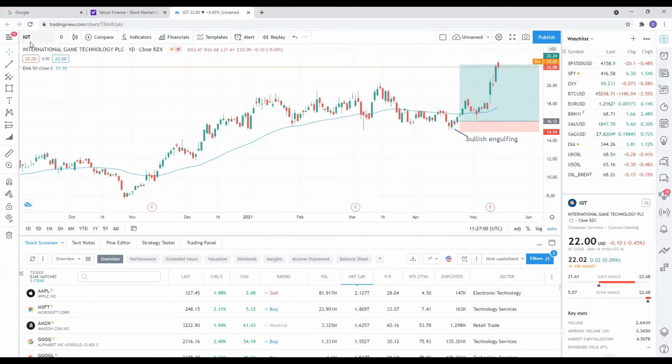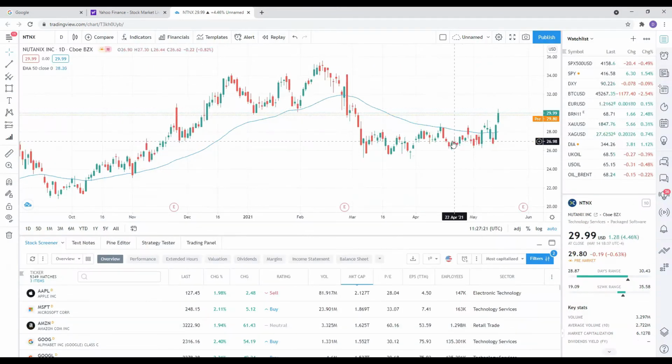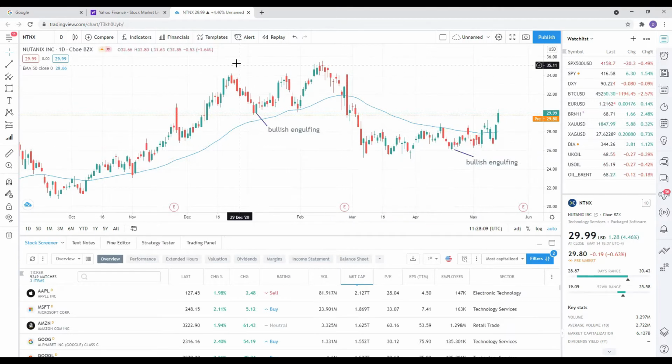Let me show you the next engulfing pattern. This is an engulfing pattern right here. This is a bullish engulfing pattern here.